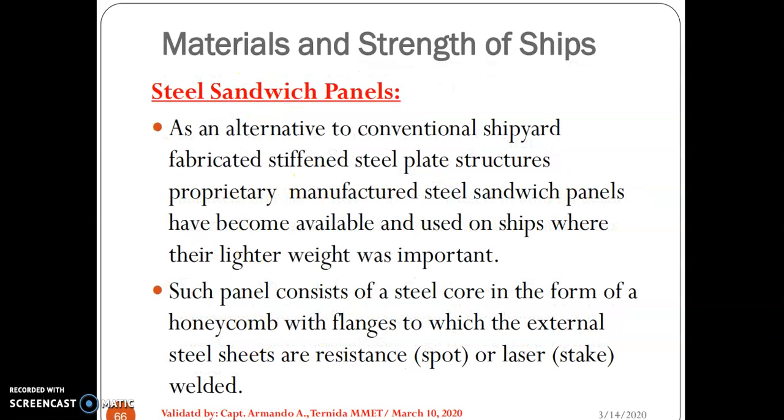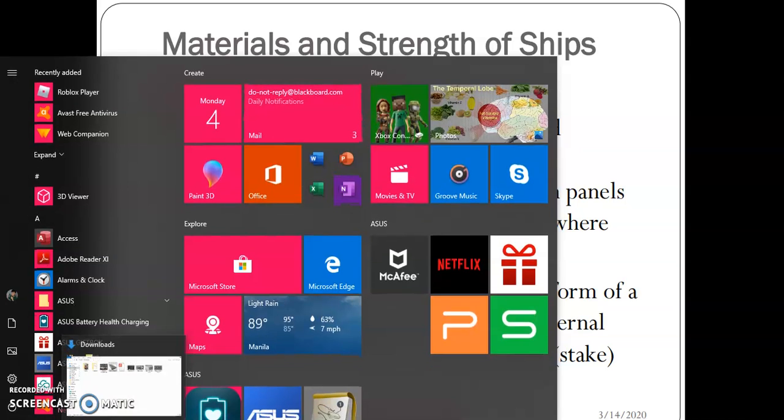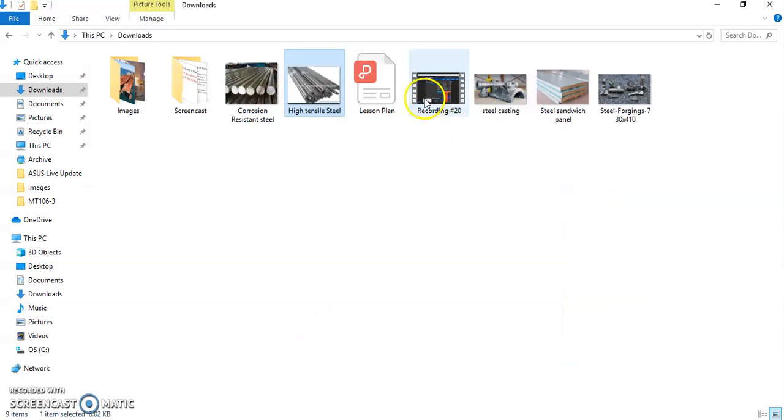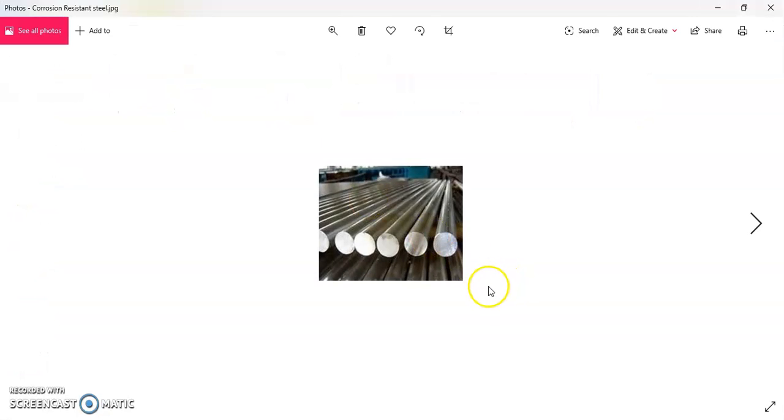Okay, so in order to show the corrosion resistant steel, yan, kita natin. Stainless yan. Gandang pagkaluto.